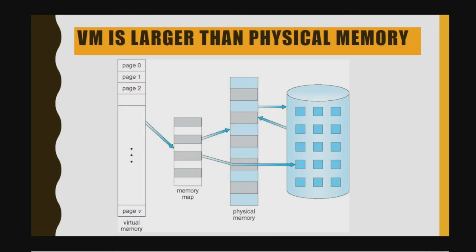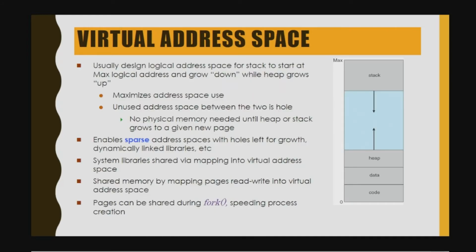So virtual memory is larger than the physical memory. As I mentioned before, let's say in the physical memory we have only 8 gigabytes, so in the virtual memory we can have more than that. In this diagram we have the virtual memory, which starts at 0 and is contiguous until page N. From this virtual memory, it will map through the memory map to the physical memory. Okay, and then here is the process of swap in and swap out.